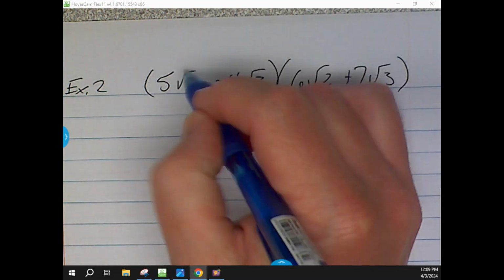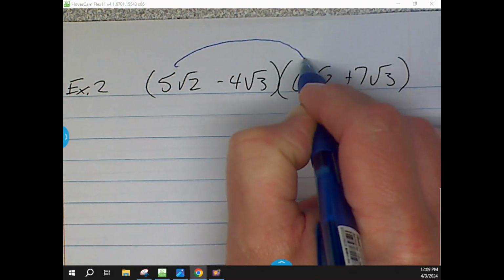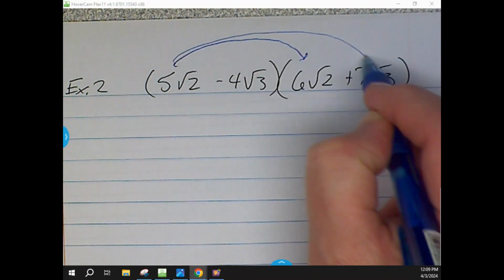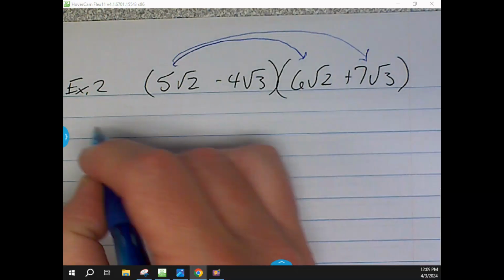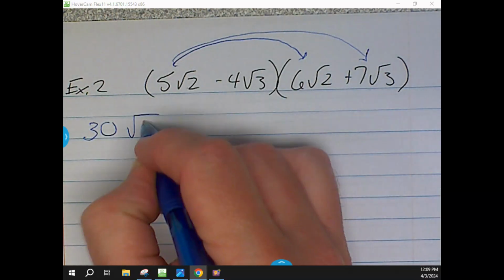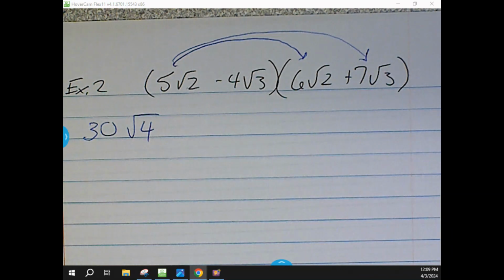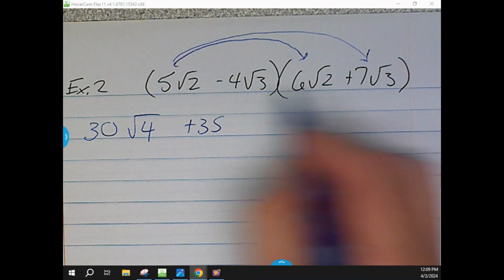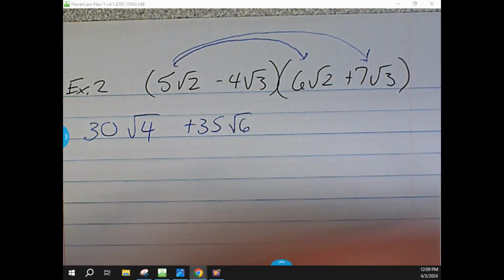Okay, so we'll do, again, distributive property with the 5 square root of 2. So we got 5 square root of 2 here and there. So 5 times 6 is 30. And on the inside, if we do 2 times 2, that is 4. On the second one, we got 5 times 7 for 35. 2 times 3 is square root of 6.